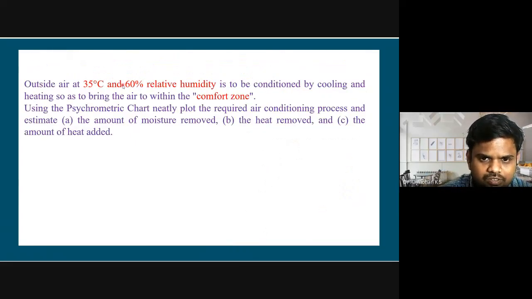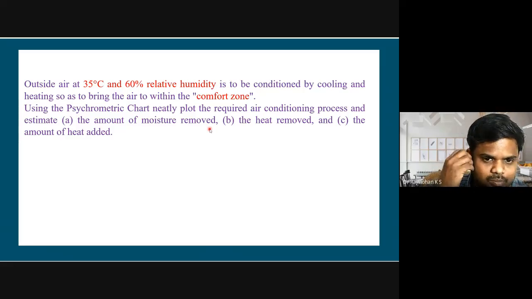So for example, we have outside atmospheric air at 35 degrees Celsius with 60% relative humidity, and it needs to be conditioned by cooling and heating so as to bring the air within the comfort zone. Using the psychrometric chart, neatly plot the required air conditioning process and estimate the amount of moisture removed and the heat to be removed.